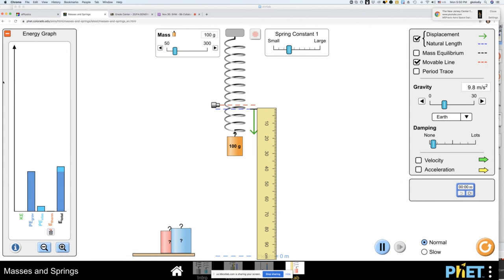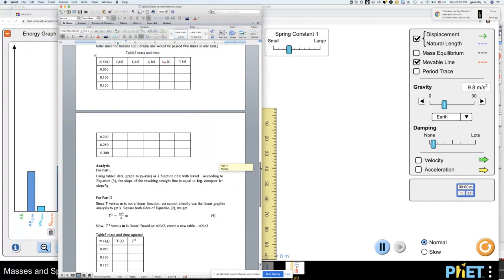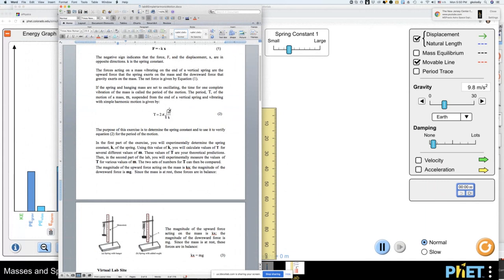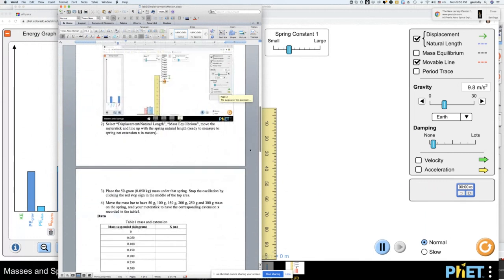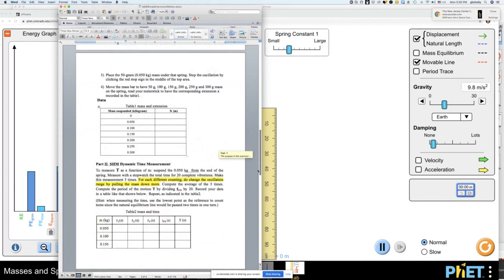Then you're going to follow directions, as I have here. I'm going to show you the lab write-up. What we're going to do is try to verify this equation here by making a couple of graphs. First of all, we need to do what I just did. In this first part, you hang different weights and look at how much stretch there was. Then you can calculate k from this equation.